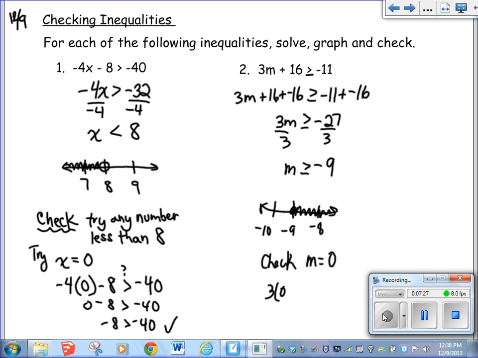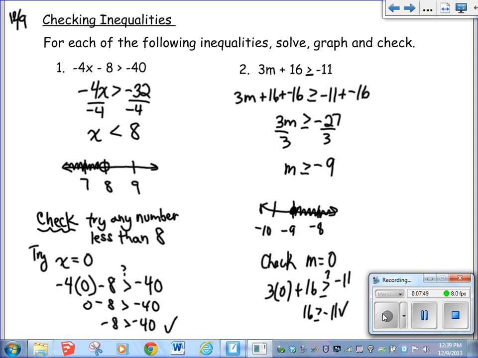You get 3 times 0 plus 16. We want to know, is that truly greater than or equal to negative 11? 3 times 0 is 0 plus 16. 16 is greater than or equal to negative 11. It checks. When you go to do these, if you forget to reverse the symbol or anything, this check will help you catch it.